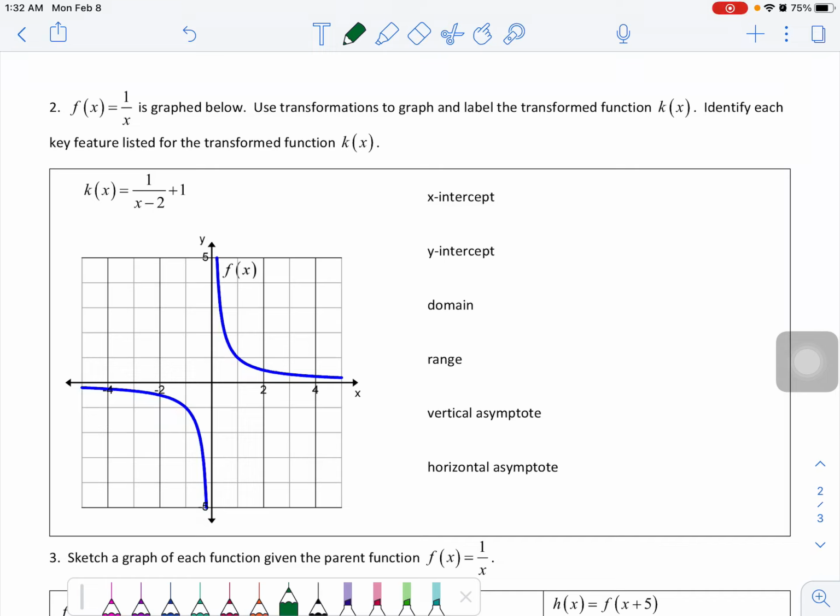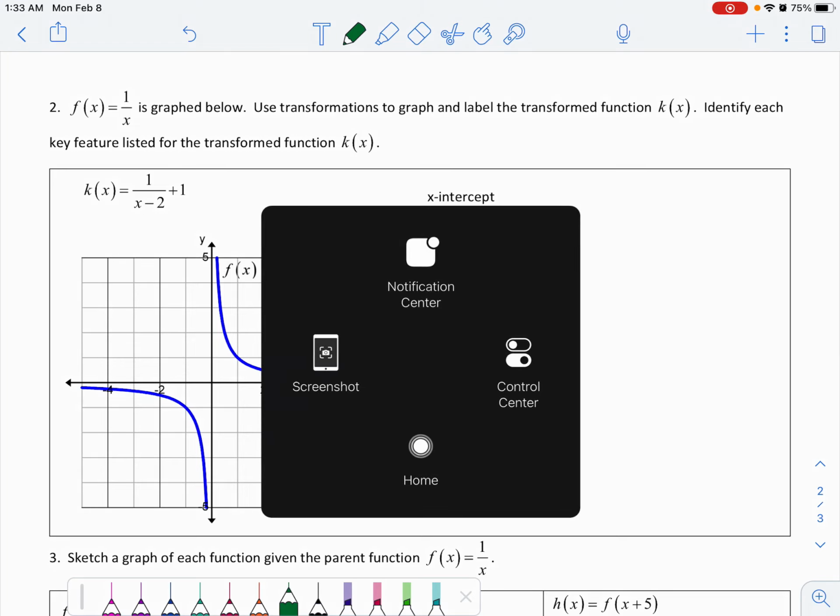So in this video, we're going to use some transformations to graph a transformed function, the rational function, and then also identify the key characteristics or key features for the transformed function.